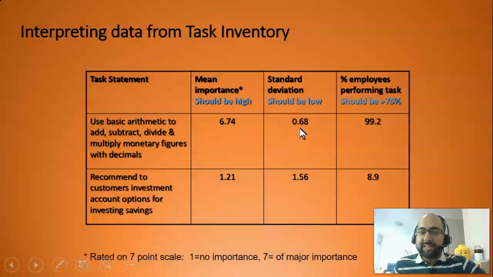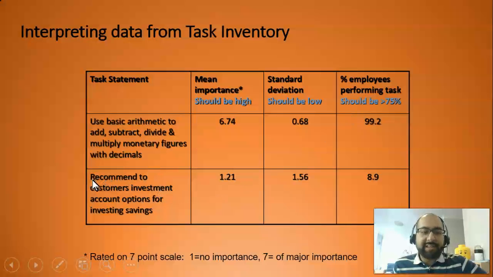The standard deviation, which is how much spread there is in this, is very low. That means that most people agree that this task is very important, and there's little disagreement amongst the people giving the rating. And among the people rating the task, 99.2 percent of employees performed this task. So they say that this is something that we do.